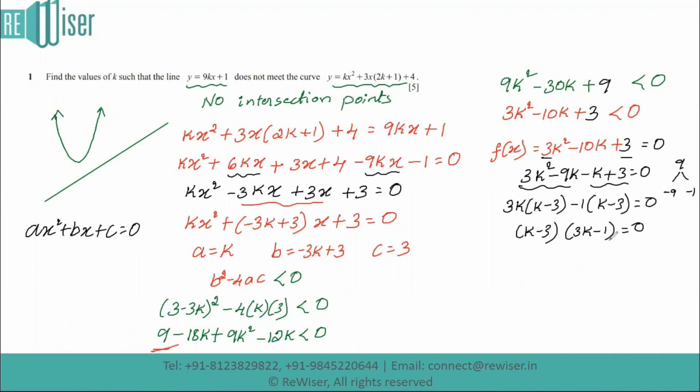So now we can equate each factor to 0. So I'll be getting k as 3, or 3k − 1 as 0, so that means k is 1 over 3. So now these are the critical values we have.